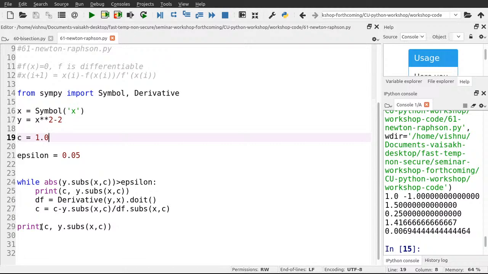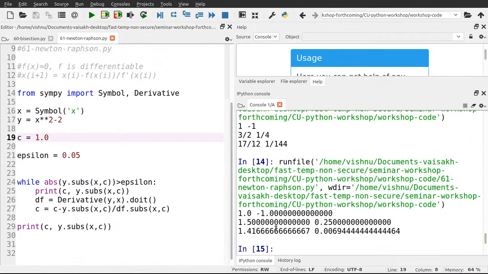After that we are getting, okay, let us try to see here, 1.5 and 0.25. So 1.5 as the value of c and 0.25 as the value of f of c. So still it is greater than 0.05. The next values we are getting are 1.4166 and 0.069. Okay, so in the third step we are getting the final answer. So we have taken three steps to complete.